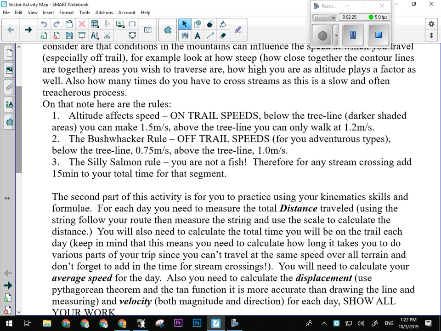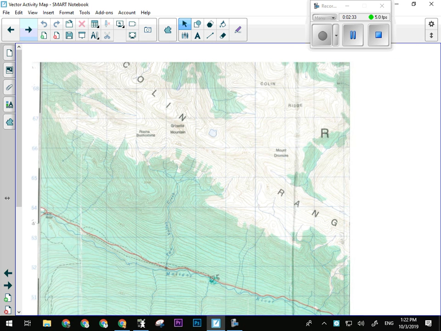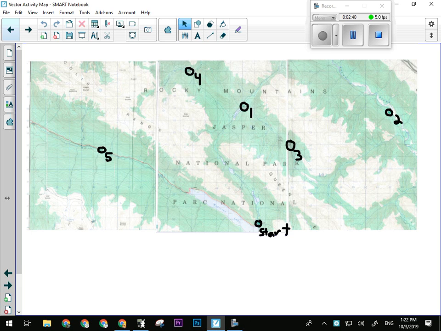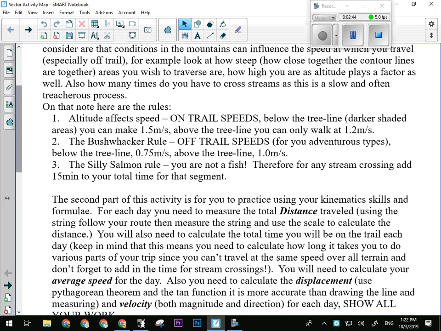Rule number 1, altitude affects speed. If you are on the trail, and trails, incidentally, are the little dotted lines. So if you see dotted lines, those are trails. If you're on one of those, then you're on a trail, and you can walk at 1.5 meters per second. If you are on a trail above the tree line, you walk slower because there's less air and you get tired faster. You can only walk at 1.2 meters per second.